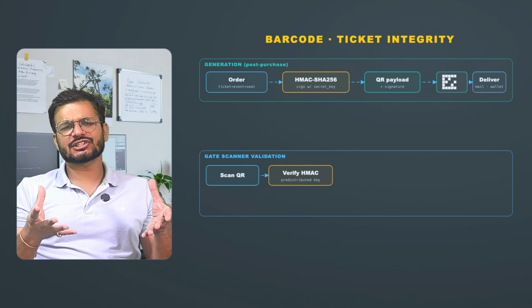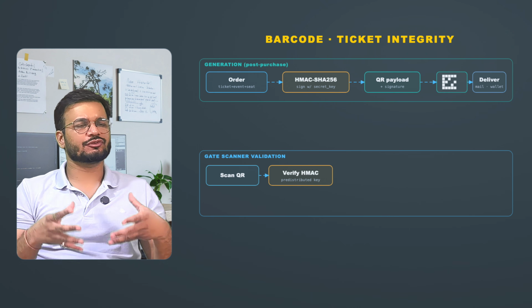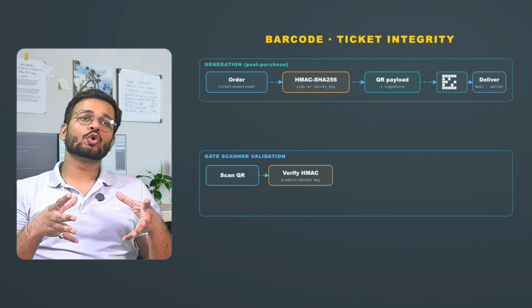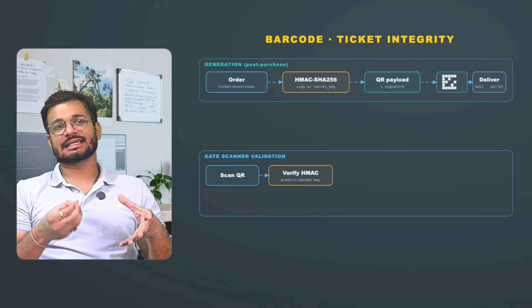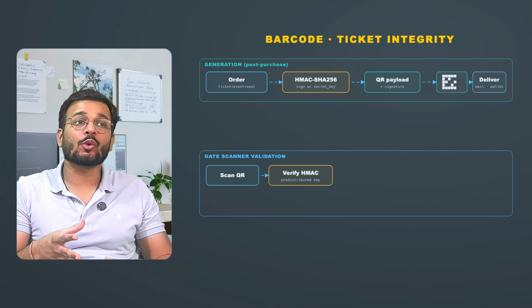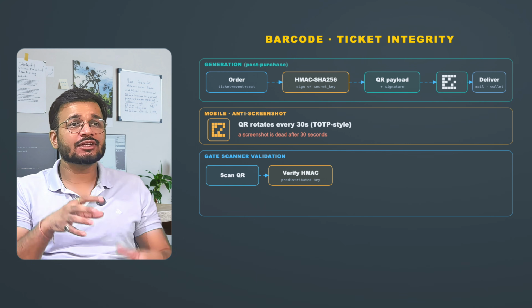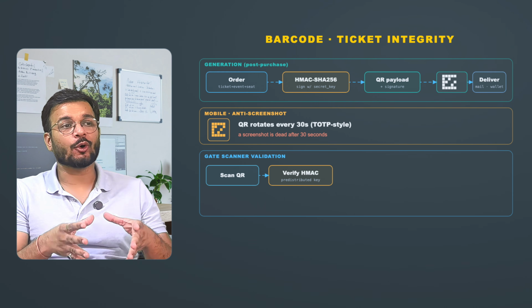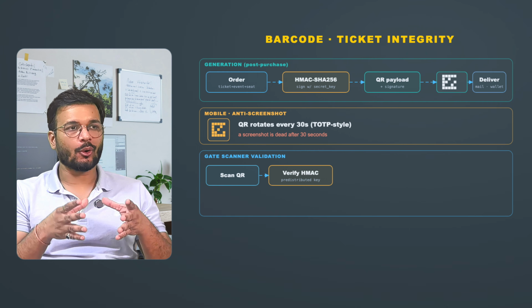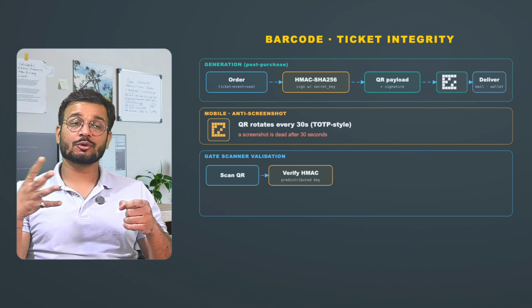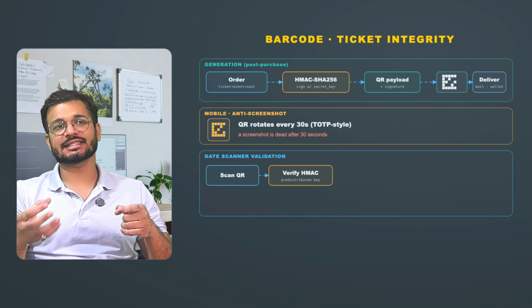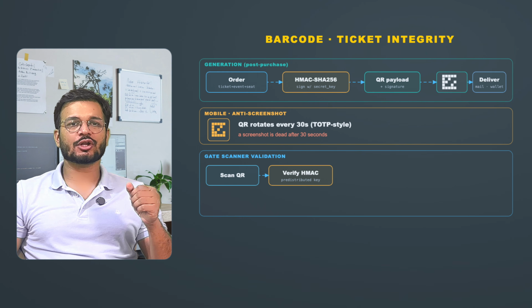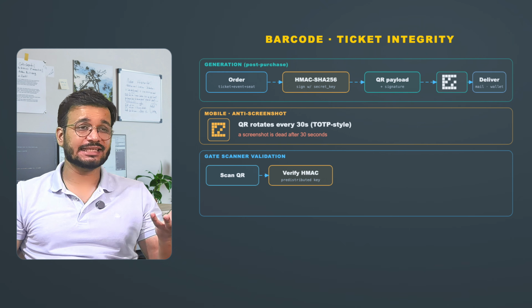The uniqueness can be done by using UUIDs for the ticket IDs. The probability of collision with UUIDs is negligible. Now, for preventing counterfeiting, anyone who captures the QR code and prints it cannot forge a valid ticket because they don't know the secret key. Even if someone screenshots a QR, the scanner marks it as already used. For mobile tickets, the QR code rotates every 30 seconds using a time-based algorithm similar to TOTP. A screenshot of the QR is useless after 30 seconds.